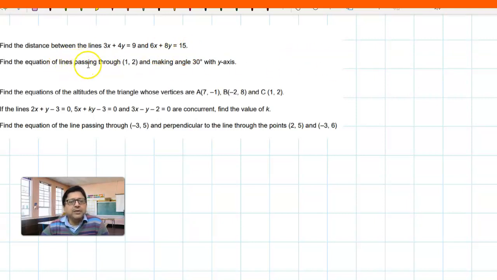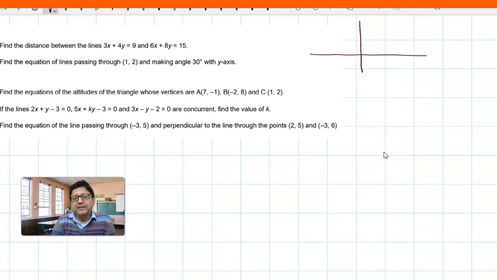Next one, find the equation of lines passing through this point and making an angle 30 degree with y-axis. This is a very interesting problem. So far, in the questions you have faced, sometimes you got 2 lines, but here they are asking you for 2 lines. Line passing through 1, 2 and making 30 degree with the axis. What do you mean? Why will 2 lines be there?